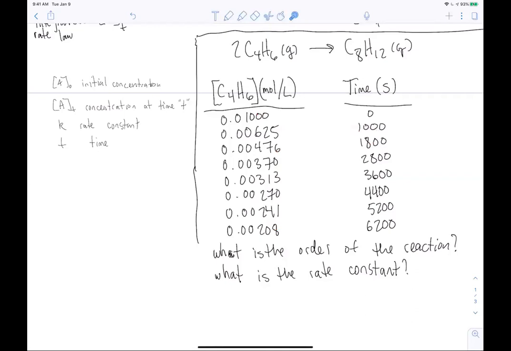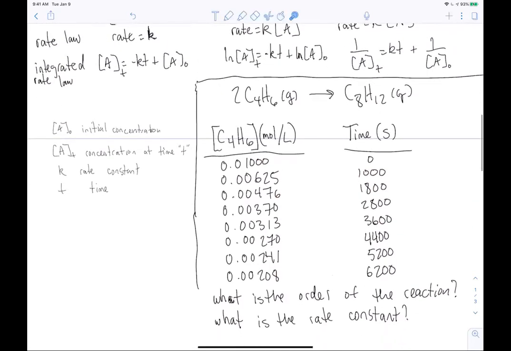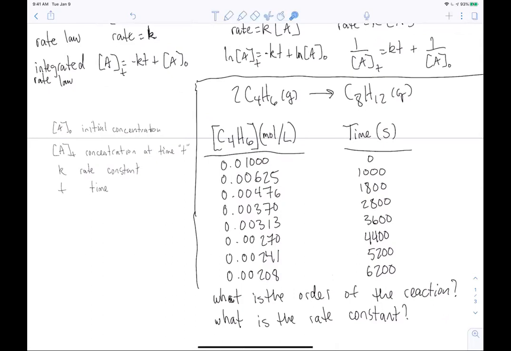And so these equations that we looked up here are expressions of this relationship. So here I have concentration and I'm looking at time. What do I have here?